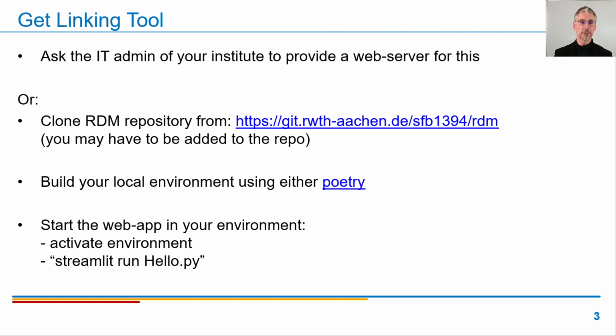In order to get the linking tool, first of all, it's best to have one instance running per institute. So please get in touch with your IT admin of your institute and see if they can provide a web service, or you can run it locally on your machine. You can clone the RDM repository, set up your local environment using Poetry, and then start the web app in your environment. It's a Streamlit app that you, after you've activated your environment, can run with Streamlit Hello API.